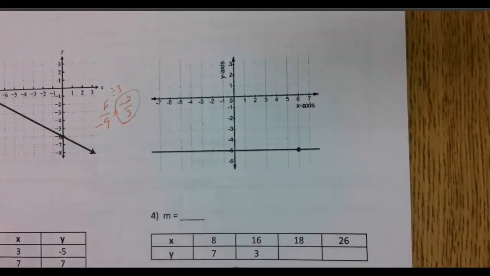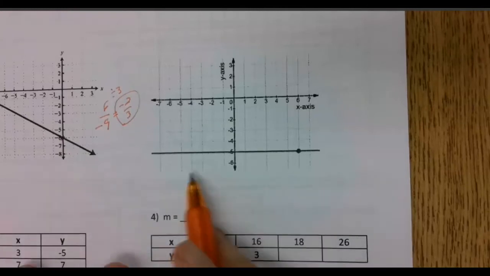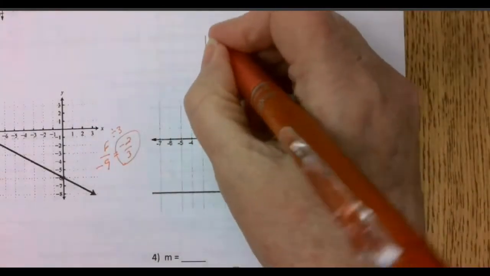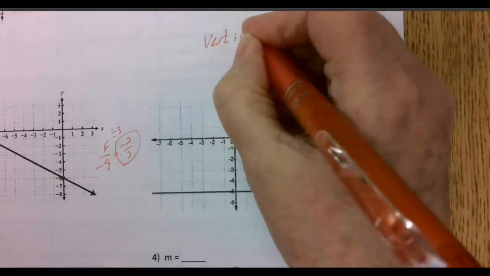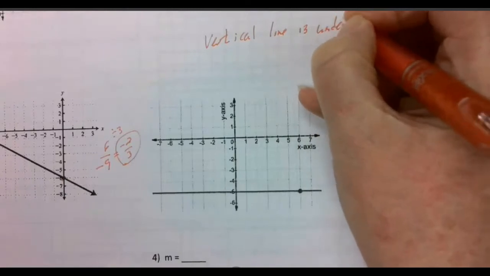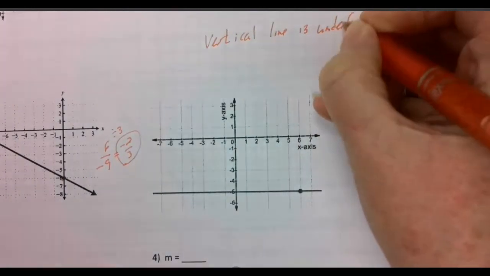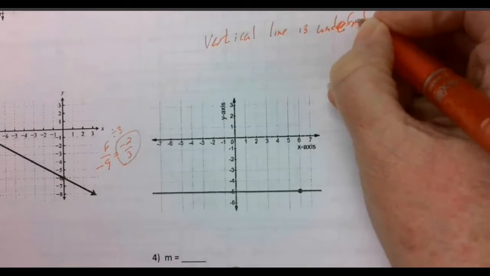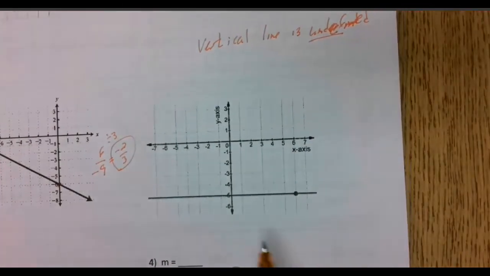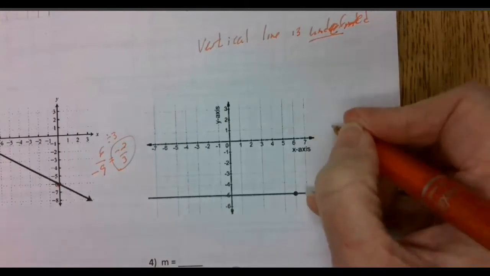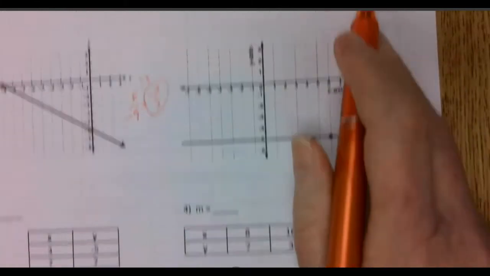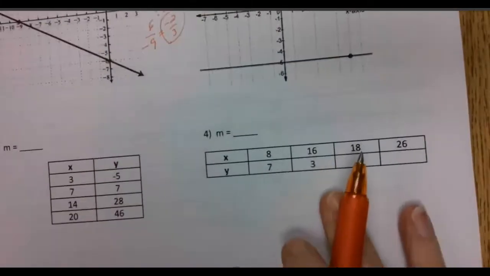Now here, you can't use points, okay? You have to remember the rules. You have to remember that a vertical line is undefined, meaning the slope is undefined for a vertical line. Undefined, okay, but we're looking for those 5 letters there. This is not a vertical line, it's a horizontal. So what's my slope? 0. Okay, horizontal line is 0. Vertical line is undefined. Horizontal is 0.